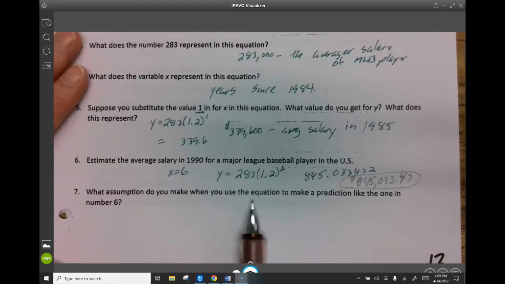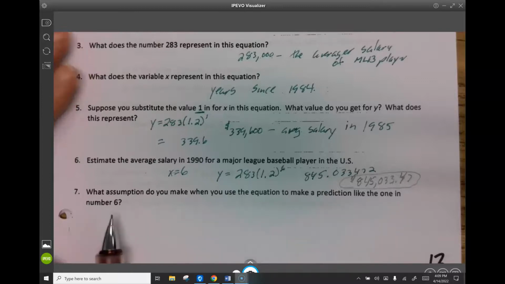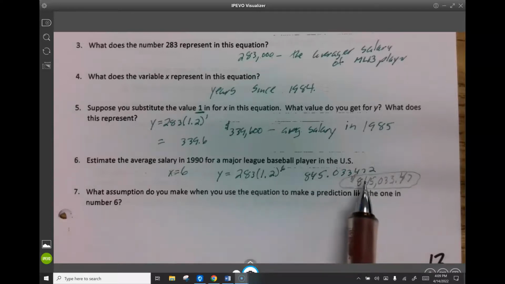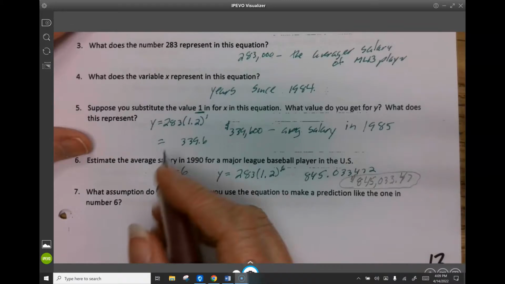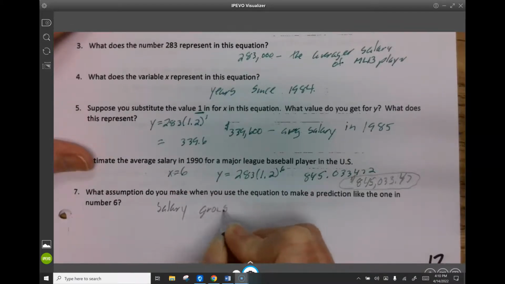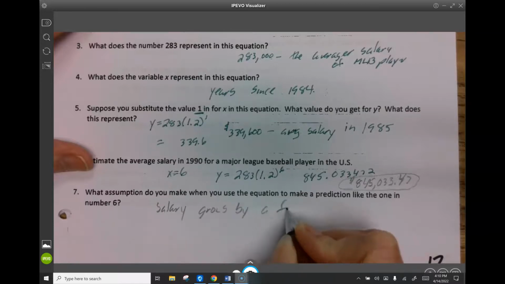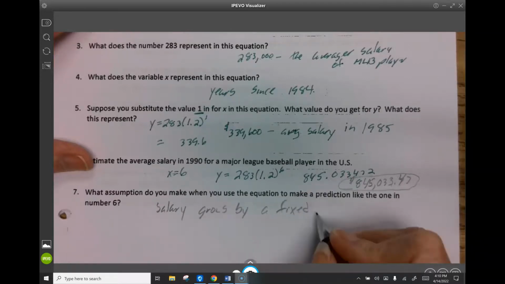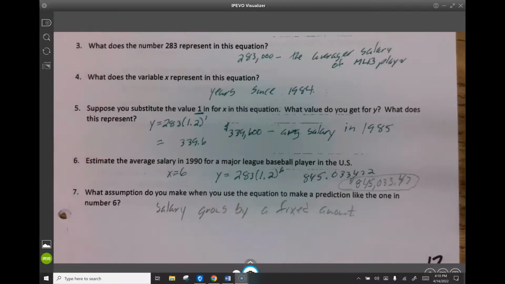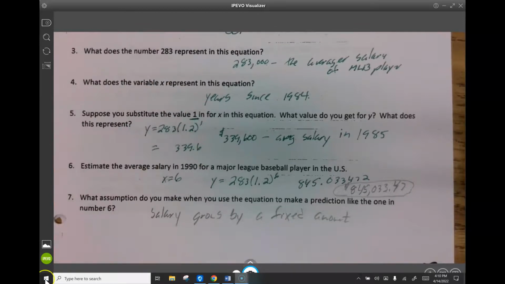What assumption do you make when you use this equation to make a prediction like the one in number 6? Well, a couple things. One, we assume that the average is going to go at a constant rate, fixed by a fixed amount. Well, we know that doesn't happen because depending on the player, it's going to shift around. But our assumption is that the salary grows by a fixed amount and that there were no additional raises or bonuses or anything else. Okay? Questions? Oh, you're not with me.